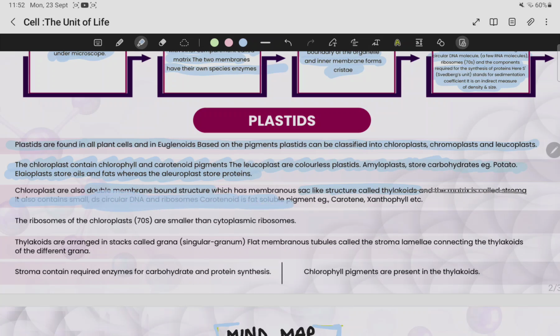Carotenoids are fat-soluble pigments called carotenes and xanthophylls. The 70S ribosomes of the chloroplast are smaller than the cytoplasmic ribosomes. Thylakoids are arranged in stacks called grana, singular granum, with flat membranous tubules called stroma lamellae connecting the thylakoids of the different grana. The stroma contains enzymes for carbohydrate and protein synthesis. Chlorophyll pigments are present in the thylakoids.